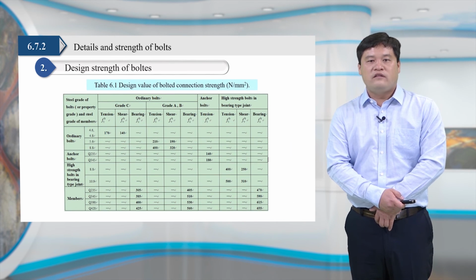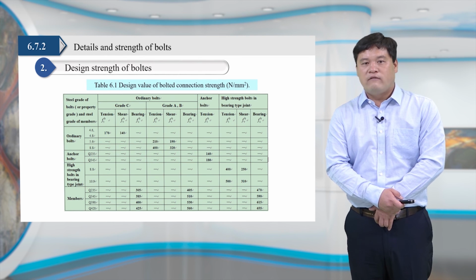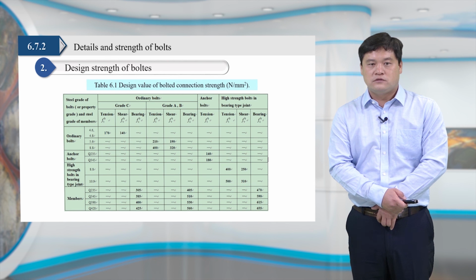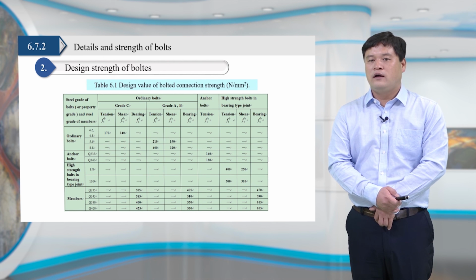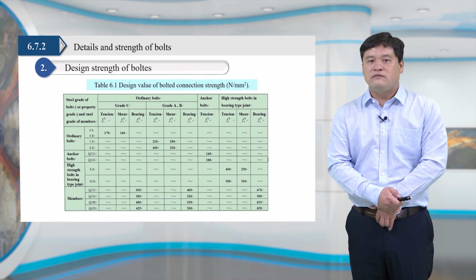The code for design of steel structures provides the design values of bearing capacity of different types of bolts. As shown in this table, the designer can obtain the design values conveniently.